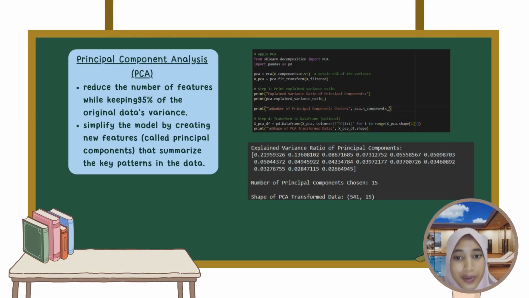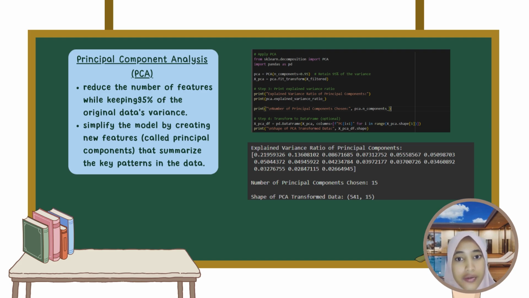Next, we use principal component analysis (PCA) to reduce the number of features while keeping 95% of the original data variance. We use it to simplify the model by creating new features called principal components that summarize the key patterns in the data. In the code, to use PCA, we need to import PCA first and create a PCA object with the parameter n_components equal to 0.95.